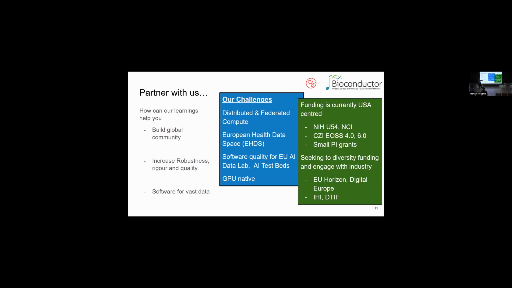The final thing I will mention is our funding is very much US-centered at the moment. We rely on NIH funding. We have had funding from Chan Zuckerberg. We've had various other sources of funding. How can we diversify our funding? How can we look to IHI programs? If you want to partner with us on an IHI program, we would be delighted to do that, because the software that we're building will actually underpin a lot of the European health data space innovation.